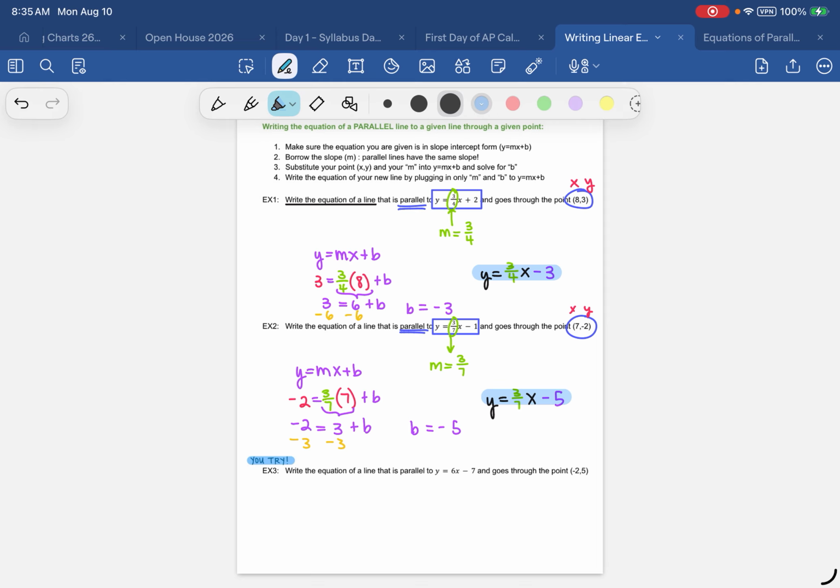You guys will for sure need to try the last example on your own, and then either have me check it in class if you're in class, or check it with a partner, or ask me the next time you see me.